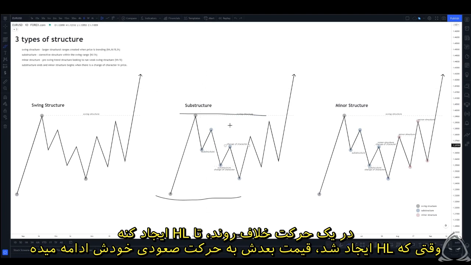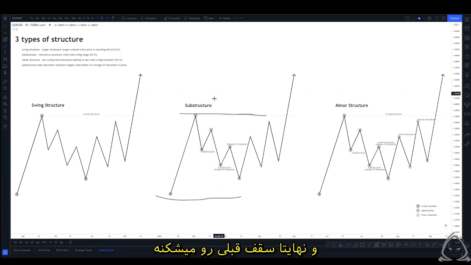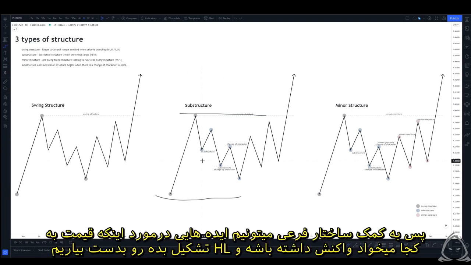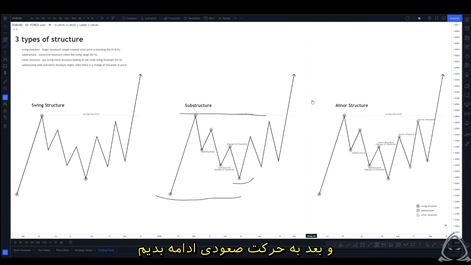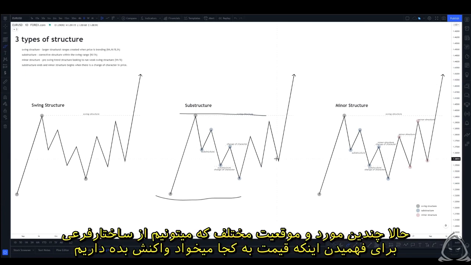Once the higher low has been established, price will then continue moving to the upside and eventually break the previous high point. So what we can do with the substructure is begin to develop ideas of where price is likely to react off of, putting in that higher low and then continuing to the upside. Now, there are a few different situations where we can use substructure to understand where price is likely to react.